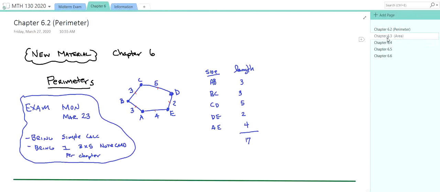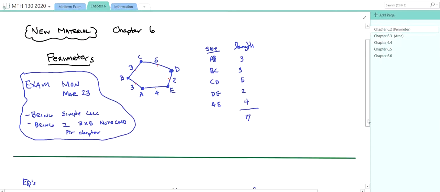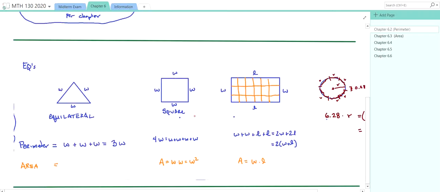Very short section. So we jump on to 6.3, where we start to talk about areas. And back here in 6.2, we kind of jumped ahead a little, and we discussed areas of some simple polygons. Like a square, the area was length times width, but since these are the same, it's W times W, or W squared. The area of a rectangle, again, length times width, so W times L. So those are 2 simple areas that we did there.